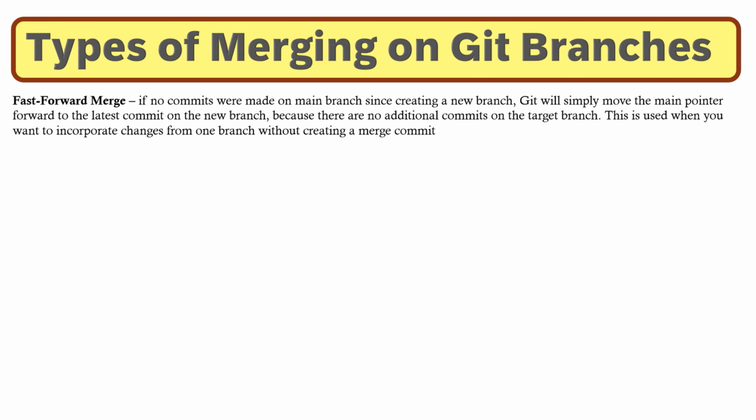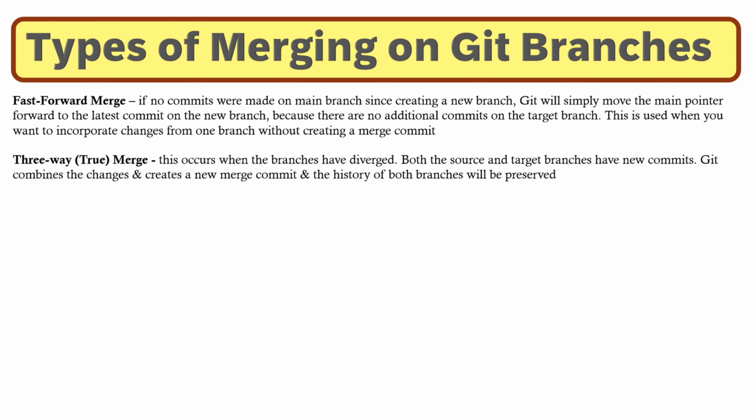So just to reflect, a fast forward merge happens when the branch being merged can be simply moved forward because there are no additional commits on the target branch. And this happens if the target branch has not diverged from the current branch. So there were no more commits on the main branch. And you would do this if you wanted to incorporate changes from one branch without creating a merge commit.